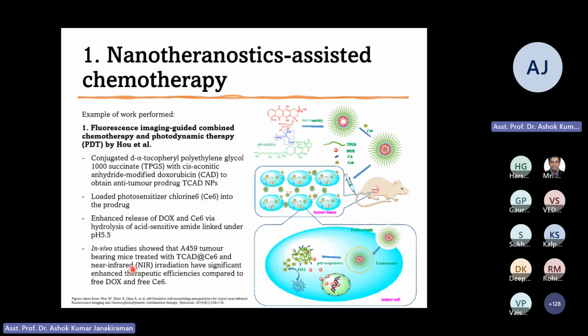So irradiation significantly enhances the therapeutic efficiency as compared to free doxorubicin or free chlorin e6. If you give them individually, we cannot get much effect. So we give it along with the photosensitizer with the acid sensitive amide linker, then maybe we can get a better treatment. Look at that picture. This is the same as what we discussed in the general mechanism. If you look at this area, we have a pH sensitizer and drug with the photosensitizer.